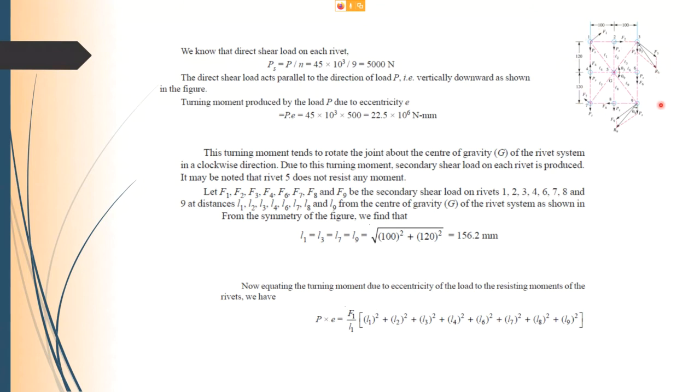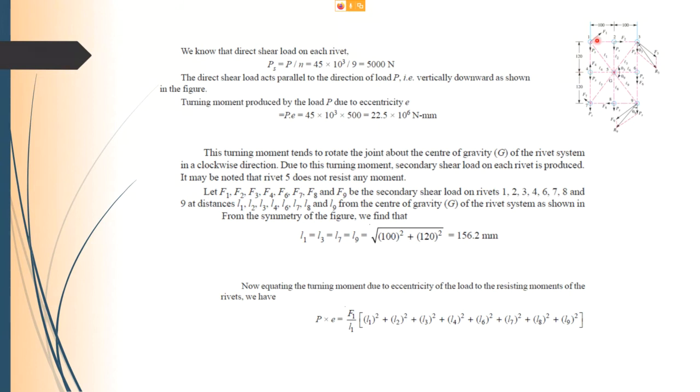So before you can locate these secondary shear forces, you have to draw all these radial lengths, connecting each rivet to the CG point. Remember, your F5 doesn't show here because it doesn't give any turning moment, because the distance is 0. So all the others have a distance: length L1, L2, L3, L6, L4, L7, L8, and L9, but rivet 5 doesn't have a radial length.